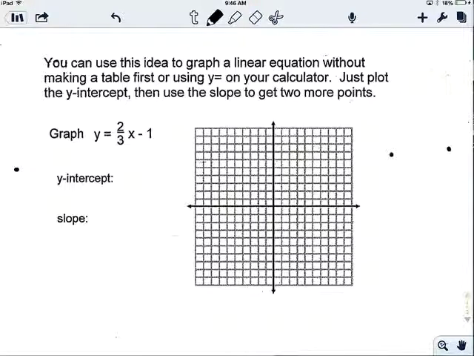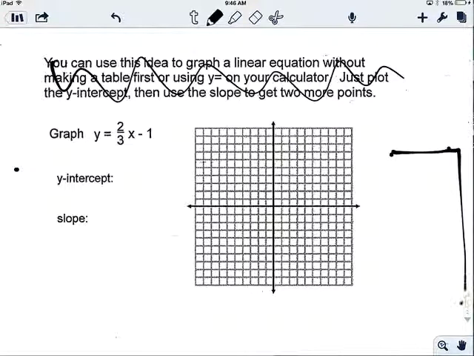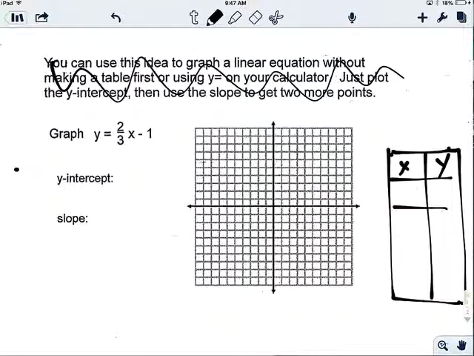It says graph y equals 2/3 x minus 1. I'm kind of going to ignore the directions here for a second, and we'll go through a couple of ways to graph this. So if I'm going to graph y equals 2/3 x minus 1, one really reliable thing that I can do is make a table and then just graph the points in the table. So I'm going to choose x and y, and then I'll choose 3 points. I'm going to choose -6, 0, and 6.